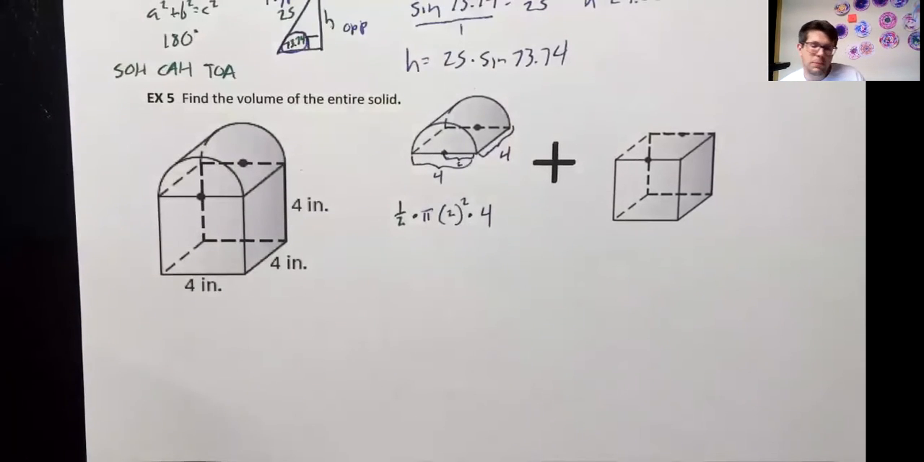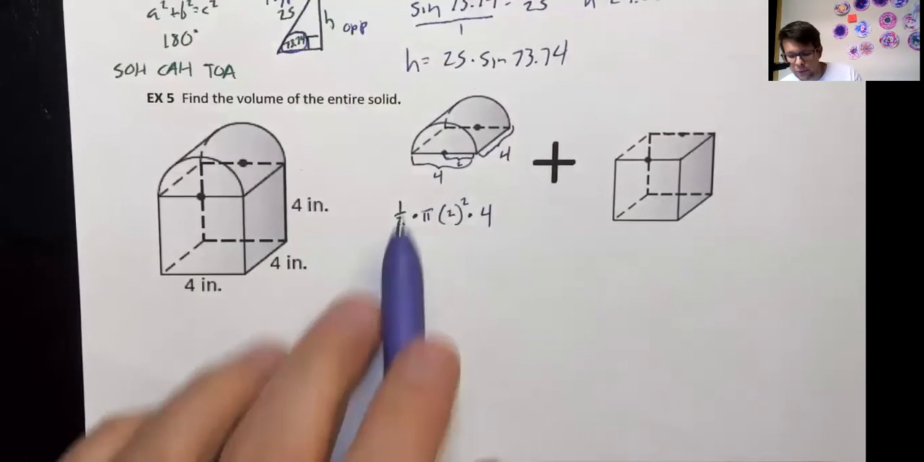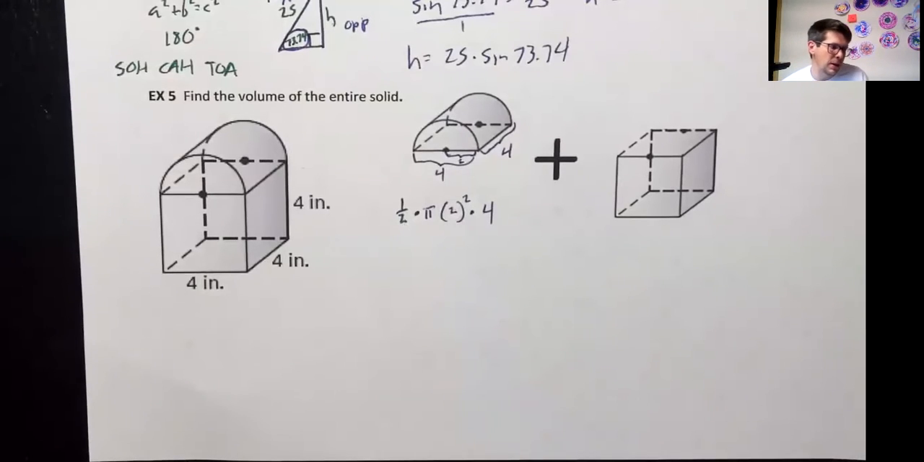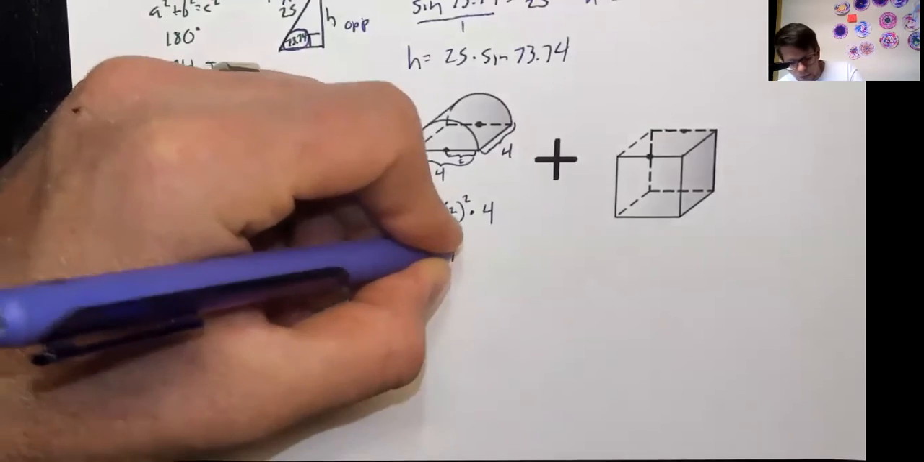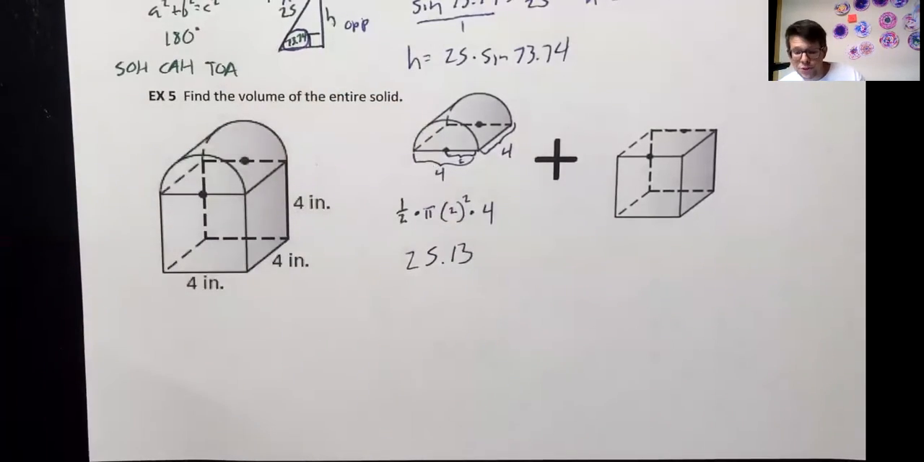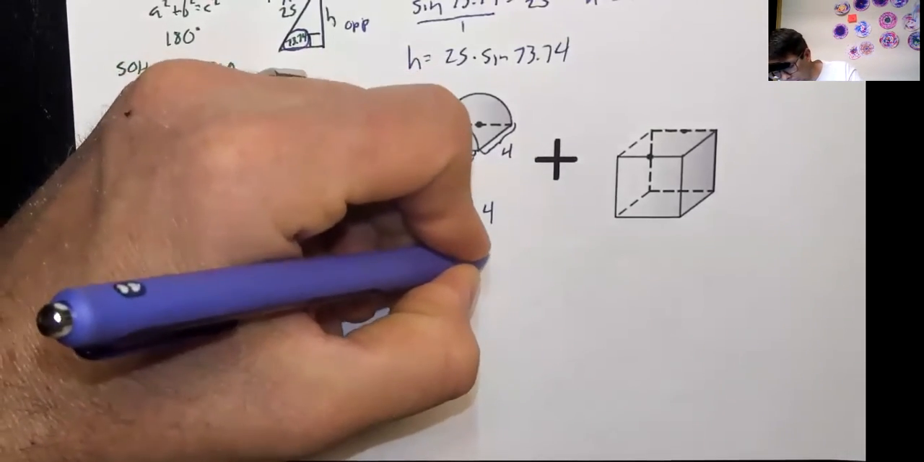Okay, now you have everything, and basically you just need to type this into your calculator. I would recommend that you use a 0.5 for the 1/2. That'll make your life a little bit easier. And that's going to give you a value of 25.13. All of these measures were in inches, so this is going to be 25.13 inches cubed.